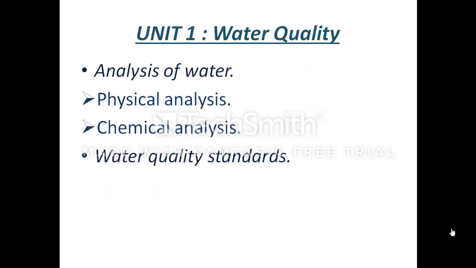Now, starting with the first unit, that is water quality. In this unit, you will study about the analysis of water, which includes physical analysis and chemical analysis. In physical analysis, the physical characteristics of water are determined, and in chemical analysis, you have to determine the chemical characteristics of water.